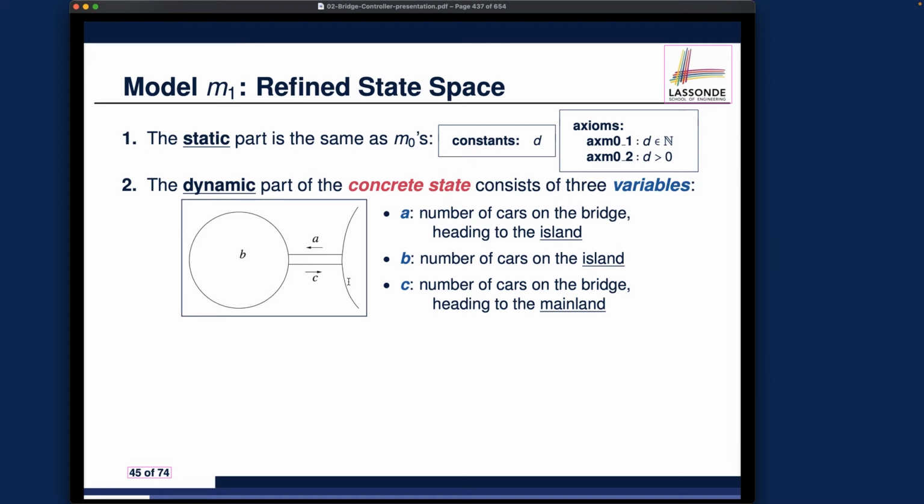So, of course, you might have the concern, isn't the bridge actually one way? In that way, how can we have A and C together? If I have several cars on the bridge heading to the island, I got several other cars heading to the mainland. In that case, wouldn't we have a crash? You have a right concern, but we're going to deal with that by using invariants. We'll see that in a moment. Right, so these are the three variables.